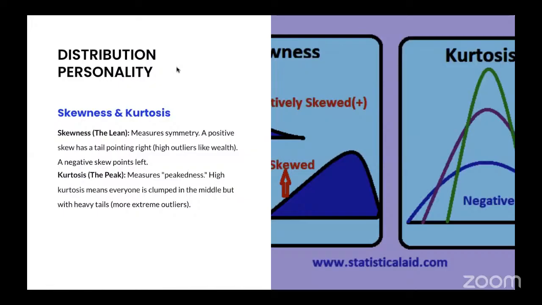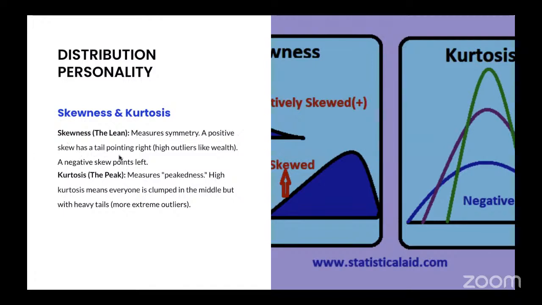So here we're going to look at the distribution shape, the skewness, and kurtosis. I'm so sorry, I really don't know why this is not clear, but I'm just going to try to explain it. The lean, or skewness, measures the symmetry, right? So we want to measure the symmetry.